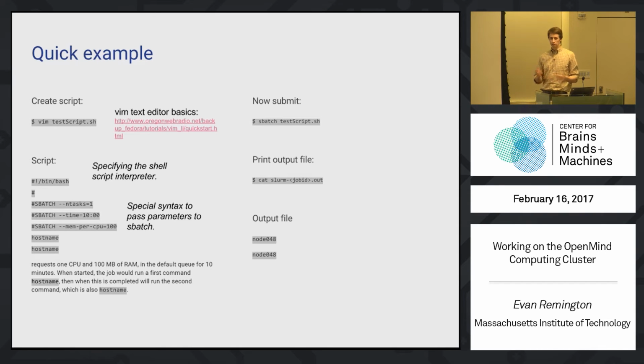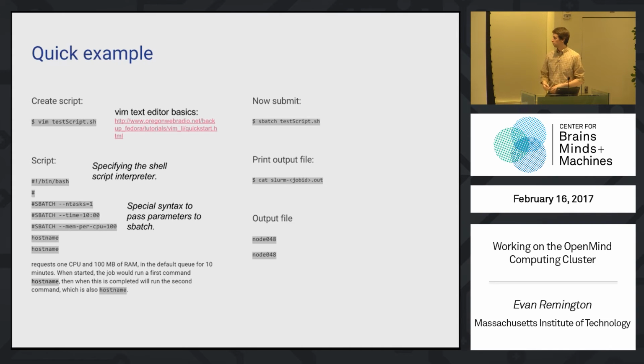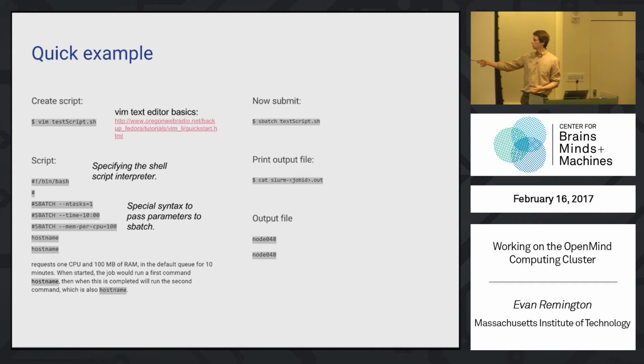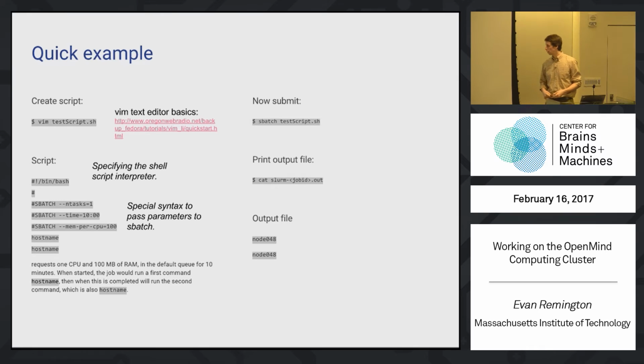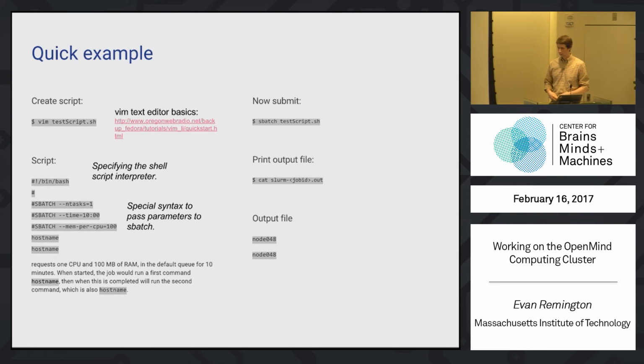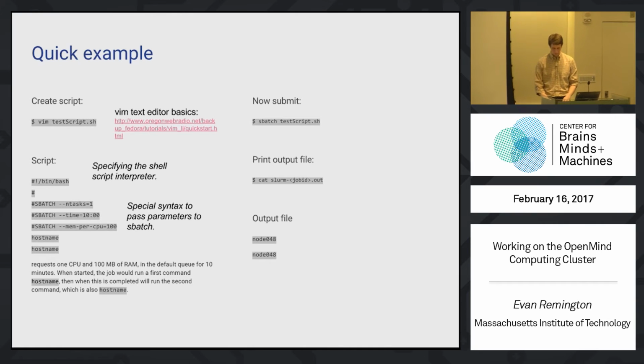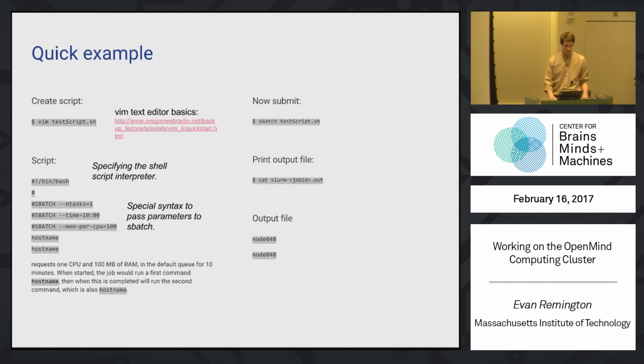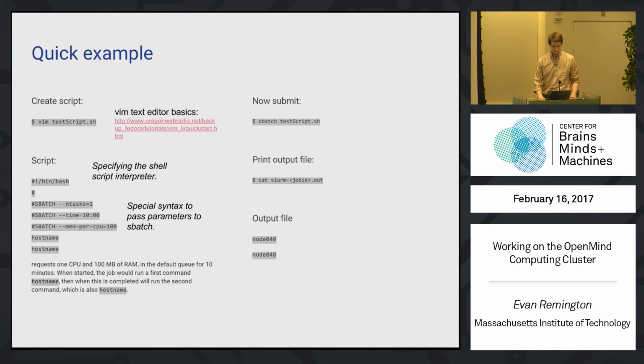You can specify a different name for an output file if you want. That's just the default. And then basically all this out file is going to do is show you what node this job got allocated to, twice, because we had the task, hostname, twice. And you guys can stop me if you have any questions or if you're having difficulties with this.